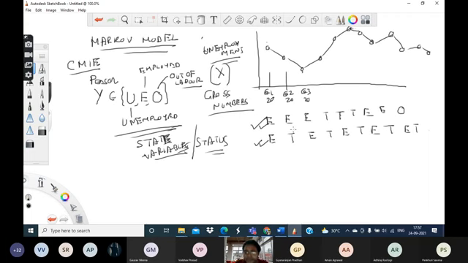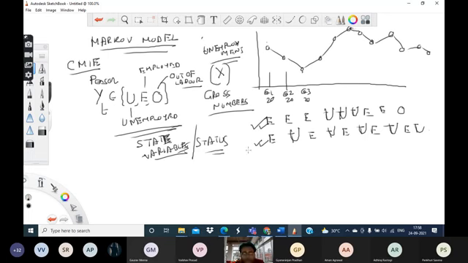Okay, so that basically suggests that let us denote by y_t the person's status at any time t. So y_t, as I said already, can take three values. U means unemployed, E means employed, and O means out of the labor market.